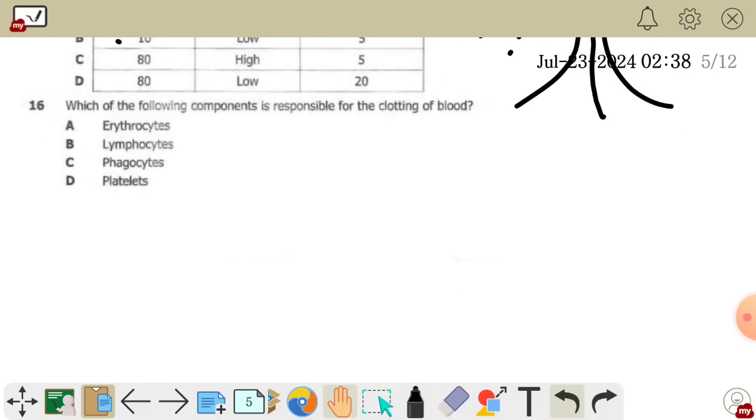Question 16. Which of the following components is responsible for the clotting of blood? A. Erythrocytes, B. Lymphocytes, C. Phagocytes, and D. Platelets. So the one which is responsible for clotting is platelets. Phagocytes and lymphocytes are white blood cells. Erythrocytes are red blood cells. So the correct answer here is D for question 16.